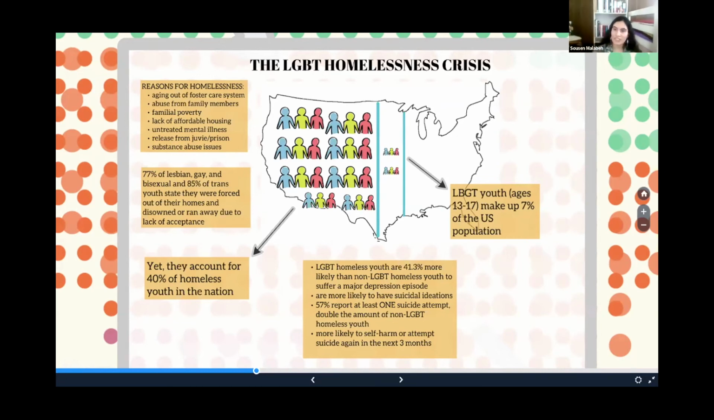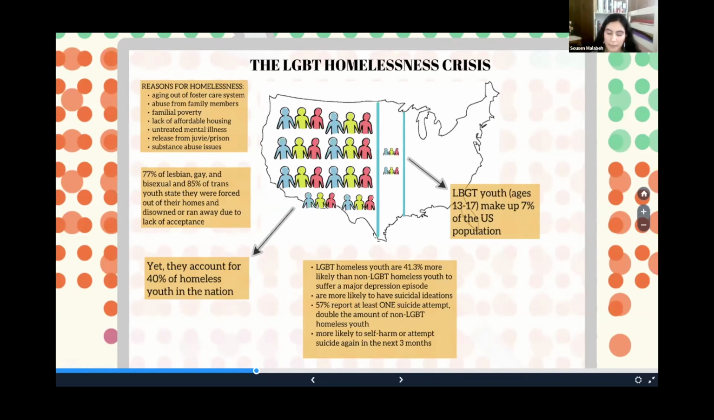The reasons for homelessness for LGBT people include aging out of the foster care system, being put into juvie or a detention center, being released from it, lack of affordable housing, familial poverty, and abuse from family members. However, a common denominator is that 77% of lesbian, gay and bisexual youth and 85% of trans youth said the reason they are homeless is because they were forced out of their homes, disowned, or had to run away due to a lack of acceptance.